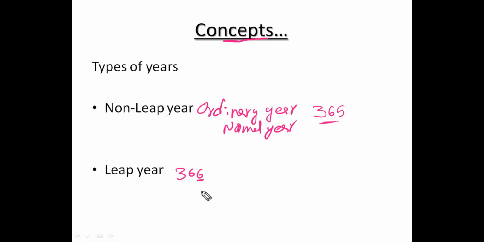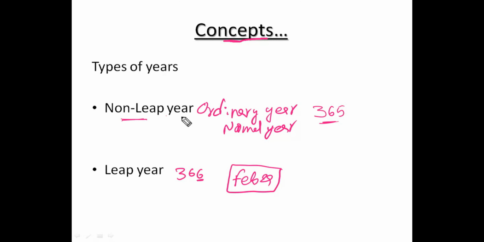So where is that one extra day? Yes, it is there in February. So Feb 29th is available in a leap year, but this date is not available in a non-leap year. There are only 28 days in February in a non-leap year. There is a 29th day also in February in a leap year, right? 365 days and 366 days.